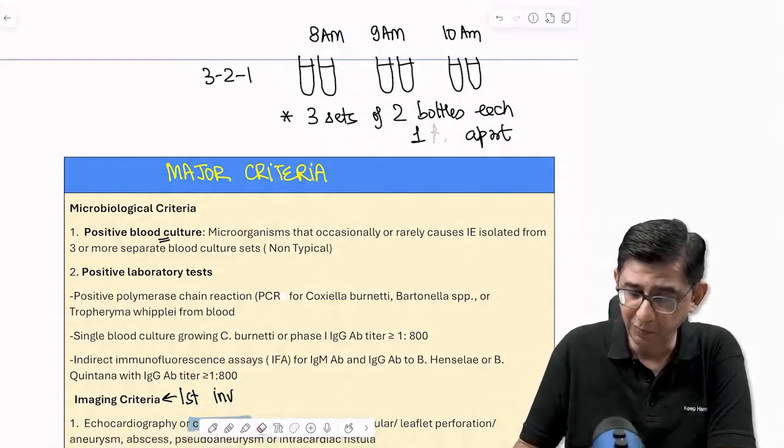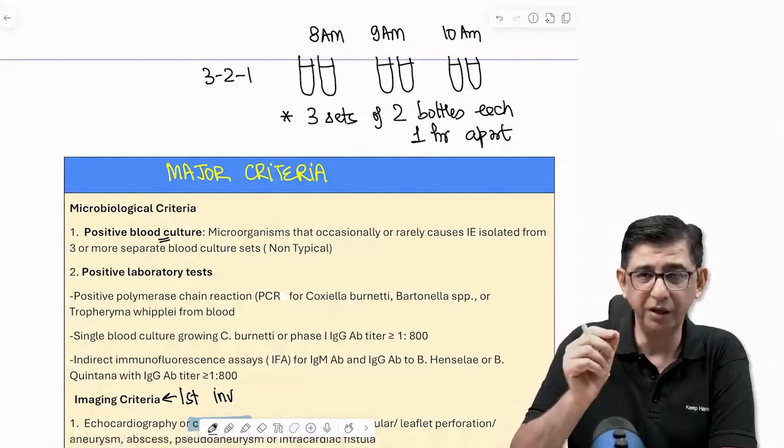This is what is preferred. Now let's look at it from the practical perspective.